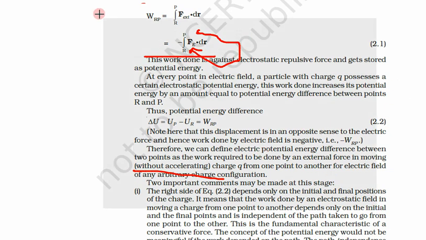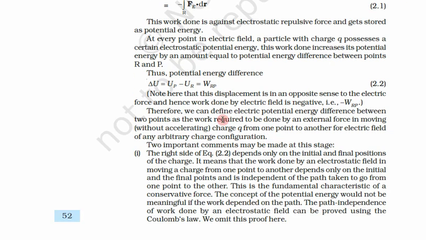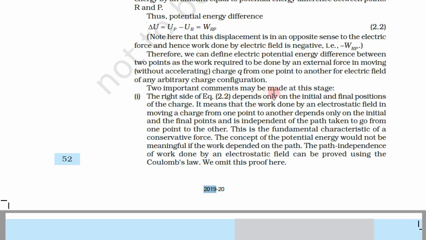Okay. Now moving charge q from one point to another point for an electric field of any arbitrary charge configuration. This is what they are trying to say. So we can do this for 2 positive charges, 2 negative charges, or 1 positive and 1 negative charge. Now let us see some comments. 2 important comments may be made at this stage. So this is equation 2.2. The right side of equation 2.2 depends only on the initial and final position. So what they are trying to say is it is dependent on P and R.